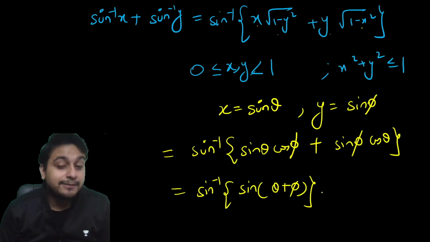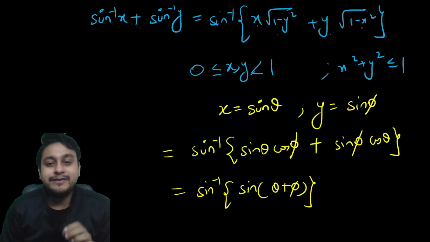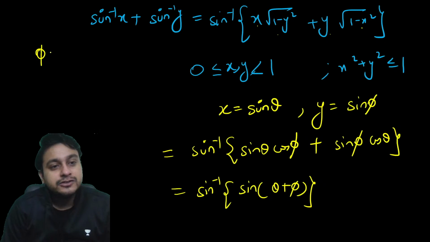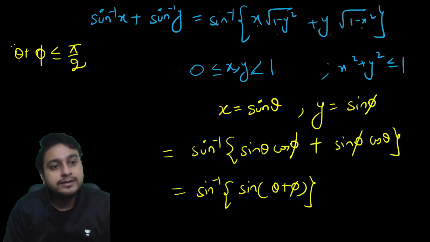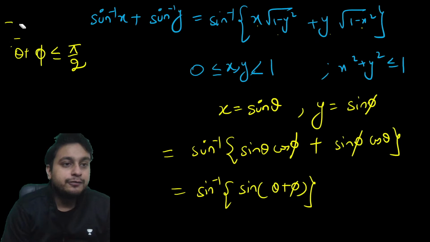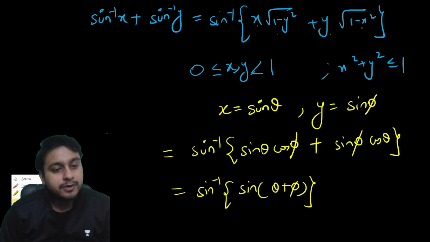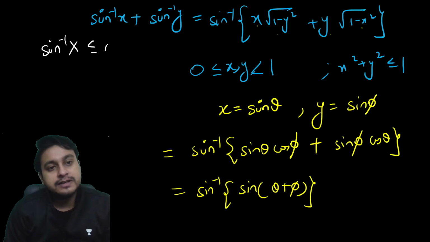We cannot write it as theta plus phi because we know that we should have the favorite region of sine. That means theta plus phi should be between pi by 2 and minus pi by 2, right? Then only this will work out. Otherwise, it won't work out, isn't it, everyone? We already know this thing. The favorite region of sine inverse is from minus pi by 2 to plus pi by 2. We all know that sine inverse x always lies between pi by 2 and minus pi by 2.